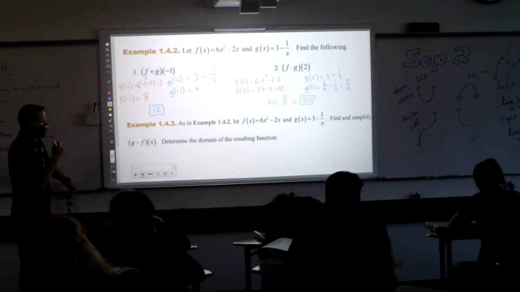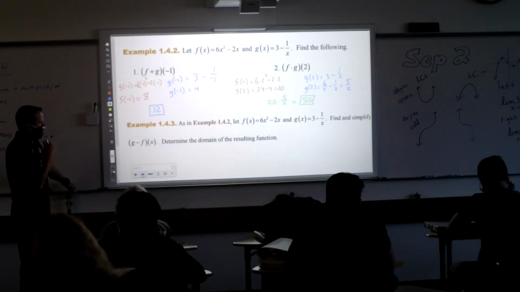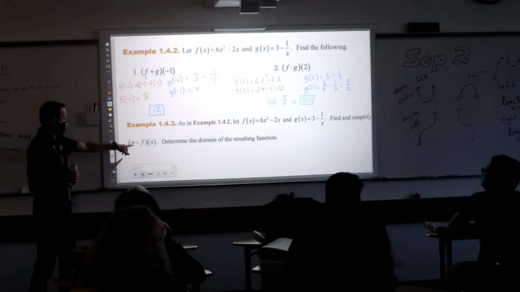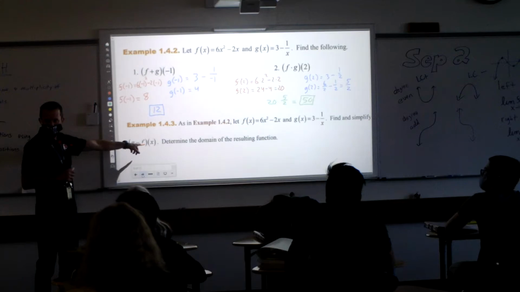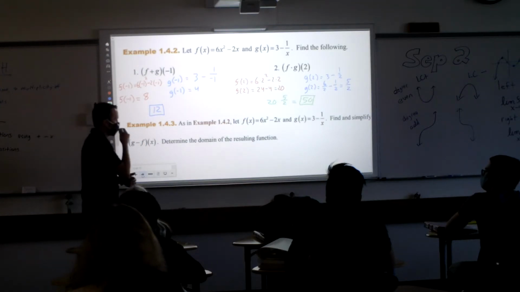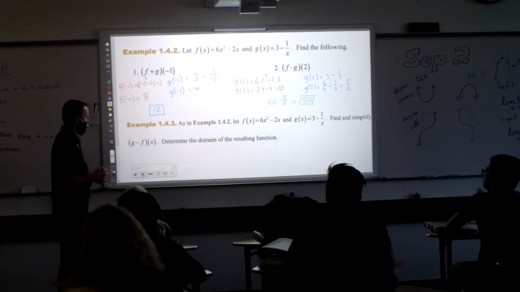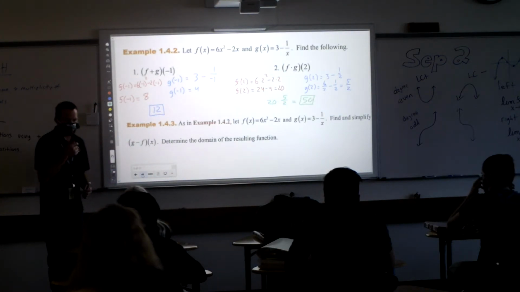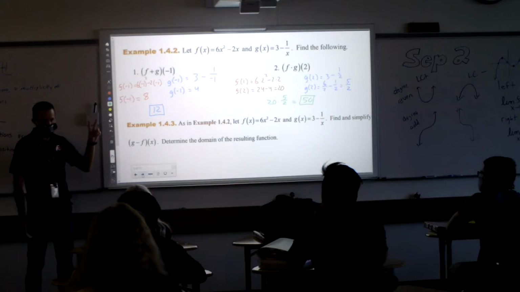Okay, so now we're given f of x and g of x. They're the same thing. But now it's asking us to simplify g of f of x. Are we plugging anything in on this one? No, we're just going to take these two functions and we're going to subtract them. But then it's going to ask us to figure out the domain. So before we do that, what are our rules for domain? There's two rules. What are they?